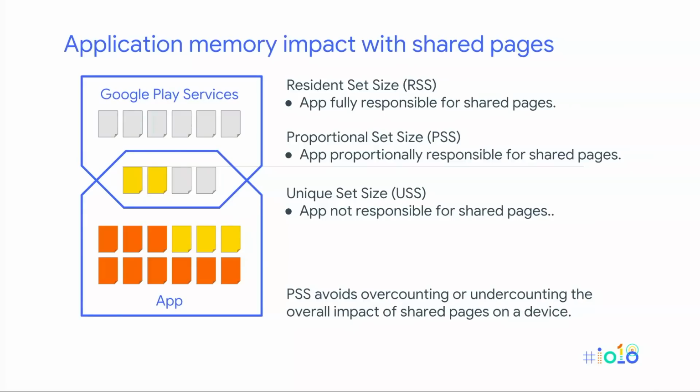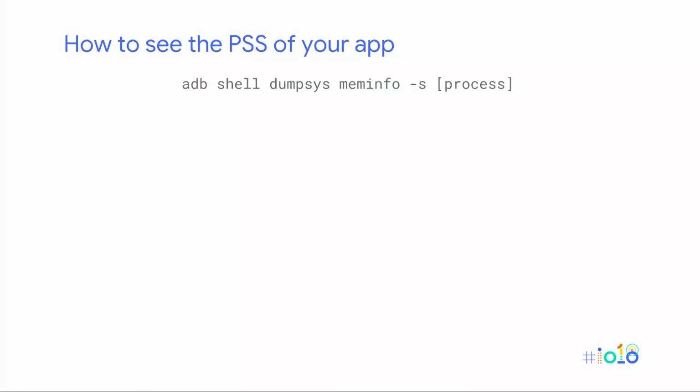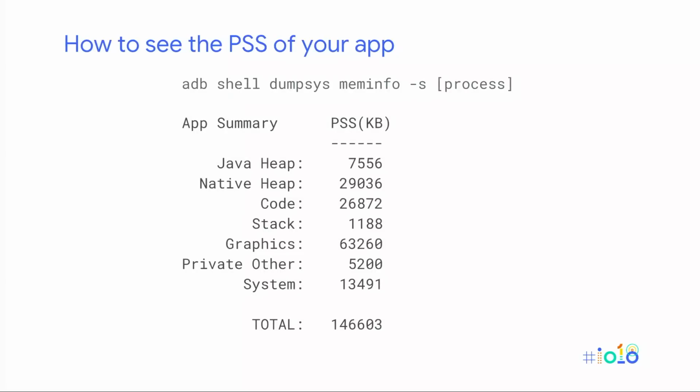Okay, so use PSS for your application's memory impact, and you can run this command, adb shell dumpsys meminfo -s, give it your process name, com.example.richard, or whatever it is, or you can give the process ID if you happen to know that, and it's going to output something like this, an app summary view of the application's memory, and at the very bottom there's a total, and that number is the application's PSS. This is adb shell dumpsys meminfo -s.